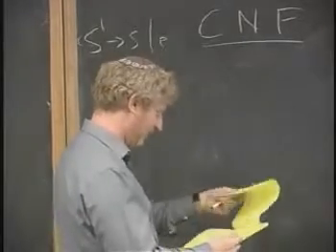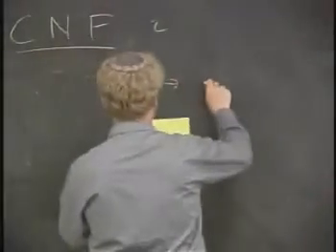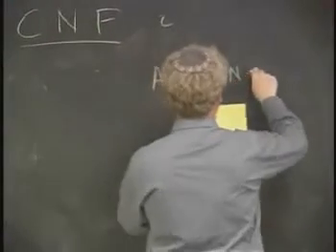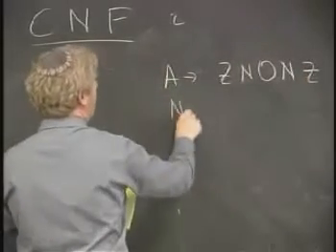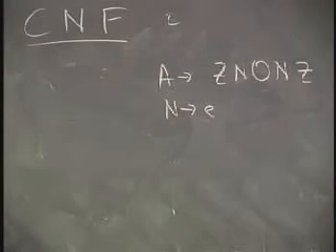All right, where are we? Here we go. Let's say we have a production like this, Z, N, O, N, Z, and another production like this, N goes to the empty string. Let's say these were the only productions in the grammar. We'll isolate a little magnifying glass on this picture.